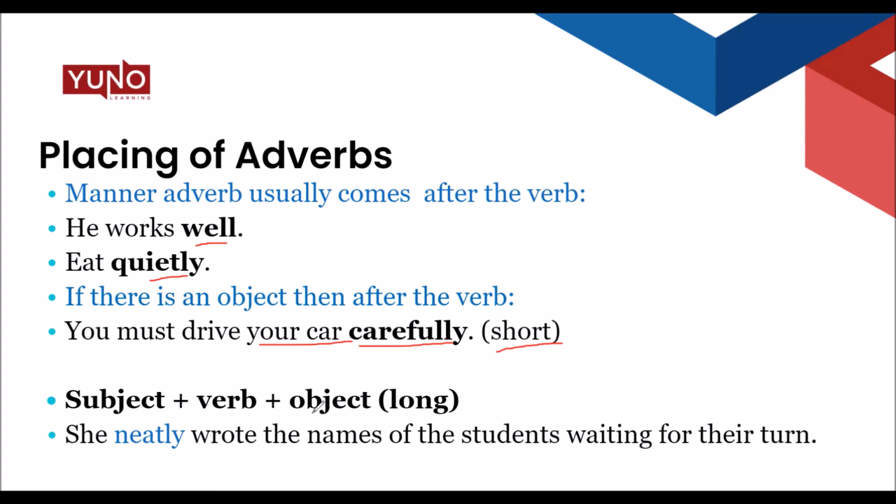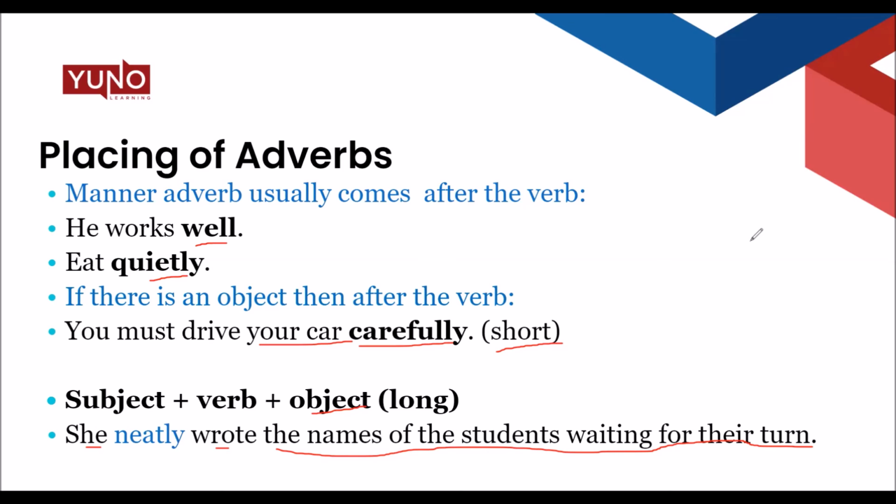But in case the object is long, she wrote. So she is the subject. Wrote is the verb. She wrote what? Look at the object. The names of the students waiting for their turn. It's such a long object. When you have a long object, then where do we place the manner adverb? It comes between the subject and the verb. So it has the mid position then. So remember, otherwise it has the end position. But whenever you have a long object, then the manner adverb has the mid position. She neatly wrote the names of the students waiting for their turn. We cannot say she wrote the names of the students waiting for their turn neatly. No.